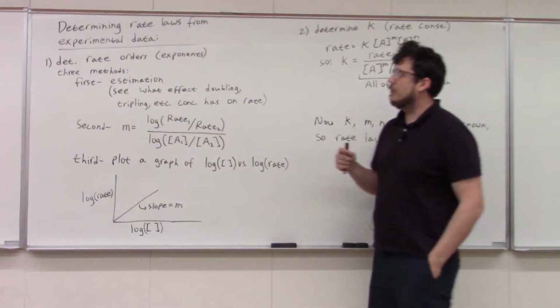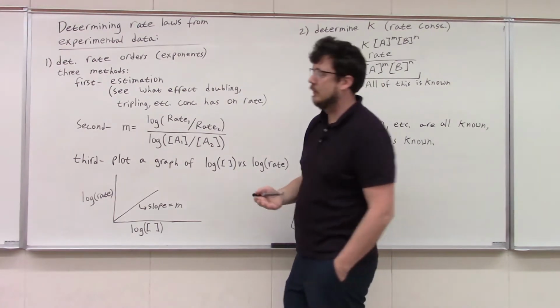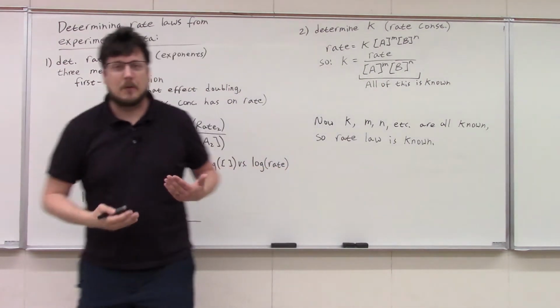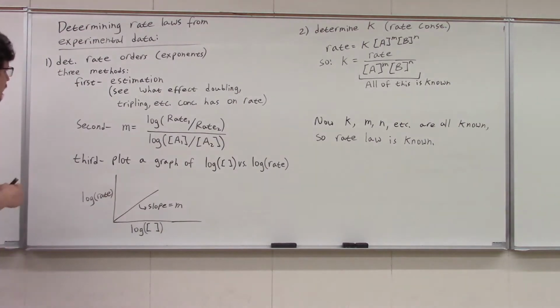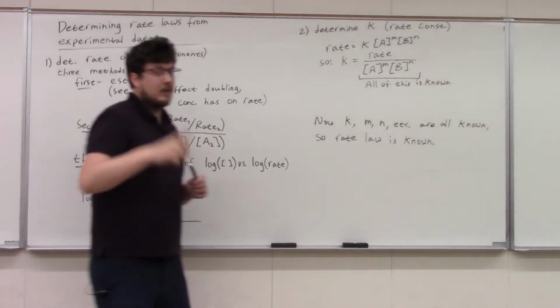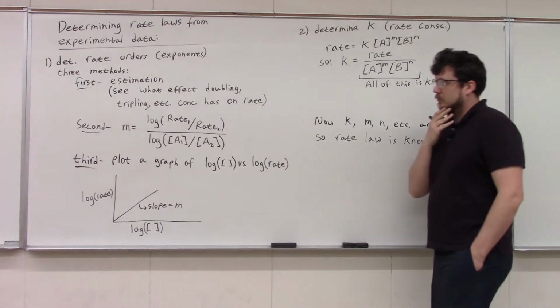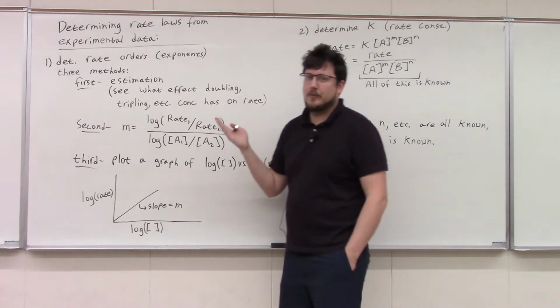But what you want to do first is determine the rate orders. You want to find those exponents. And to do that, there's a few options. You guys love options, I know. So we have three options. And first, everyone loves this one, estimation.